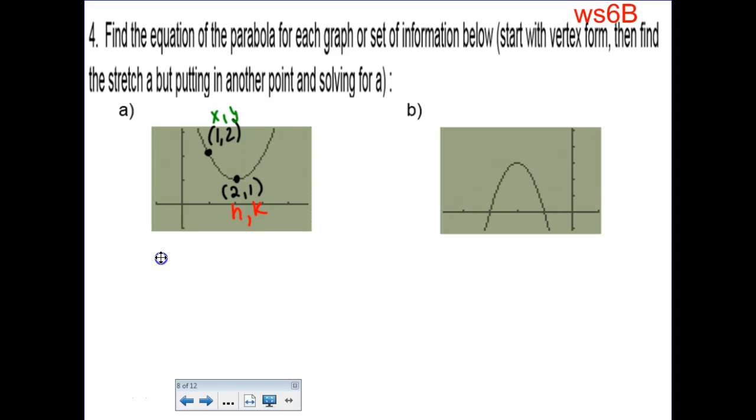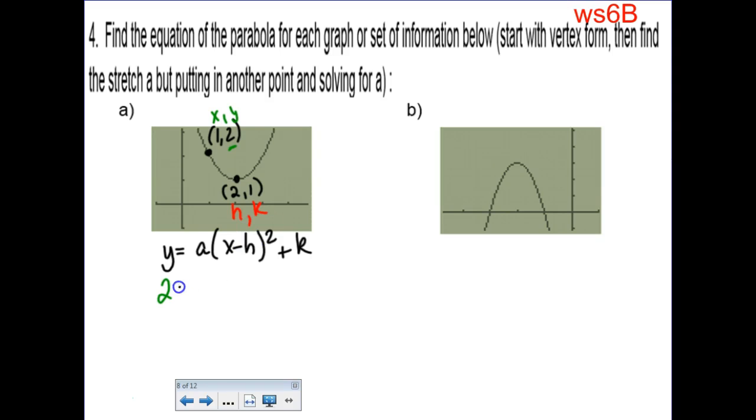So we're going to start by thinking about vertex form, which is y = a(x - h)² + k. You know four pieces of information: h, k, x, and y. Put them where they belong. So what was the y coordinate of that random point I gave you? 2.